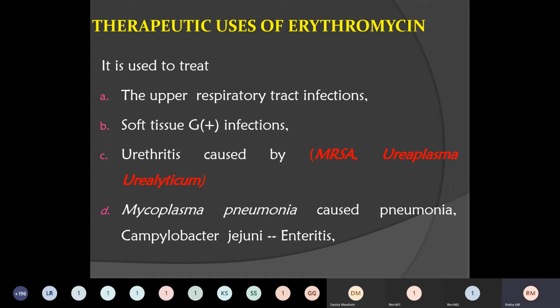Coming to the uses of erythromycin, it is used in the treatment of upper respiratory tract infections, soft tissue infections caused by gram-positive organisms, urethritis caused by Ureaplasma urealyticum, Mycoplasma pneumoniae, and also enteritis caused by Campylobacter jejuni.